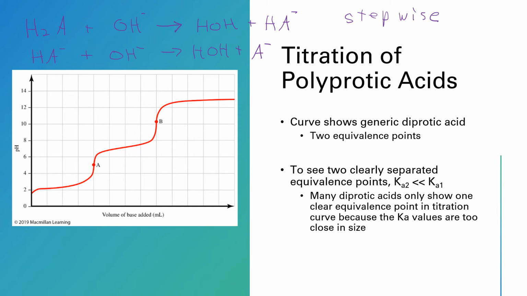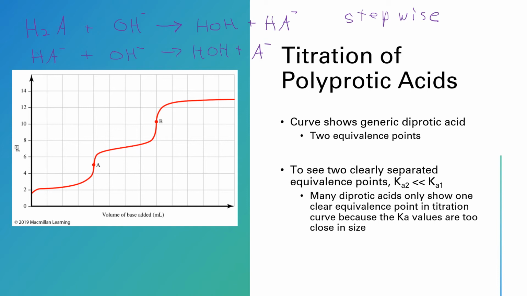So we think of the titrations of diprotic acids as happening this way and creating a curve like you see in this diagram, where there are two distinct equivalence points marked A and B. This is actually really hard to see in practice. In order to truly see two distinct equivalence points, there has to be a very big difference in size between Ka1 and Ka2. Ka1 would be the equilibrium constant for the loss of the first proton. Ka2 would be the equilibrium constant for the loss of the second proton.